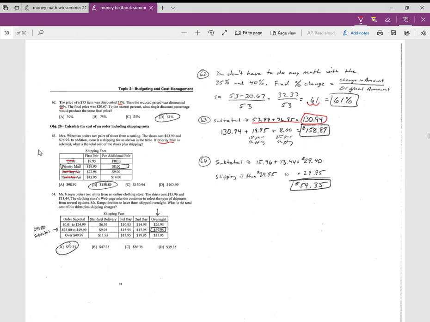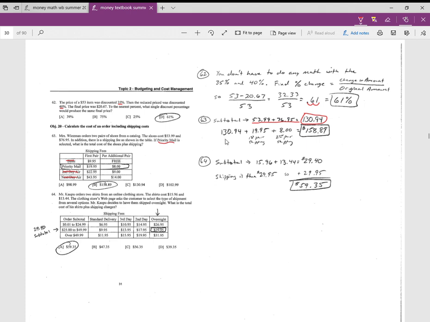With priority mail, it says the first pair costs $19.95, and per additional pair, it's $8, meaning shipping's for sure going to be $19.95, and that gets you 1 pair of shoes shipped. Every pair of shoes after that is $8. So the second pair would be $8. If you had a third pair, that'd be another 8. Fourth pair would be another 8, and so on.